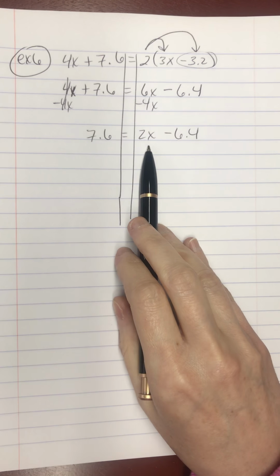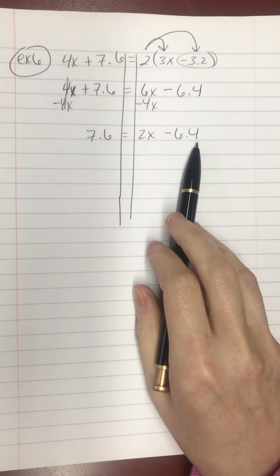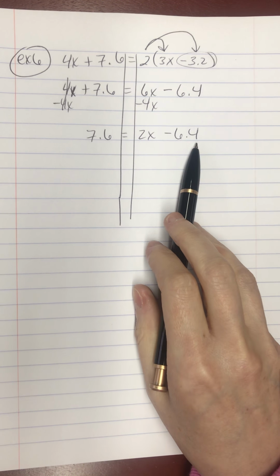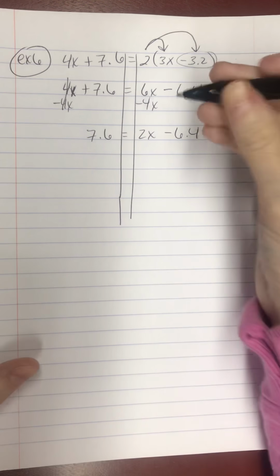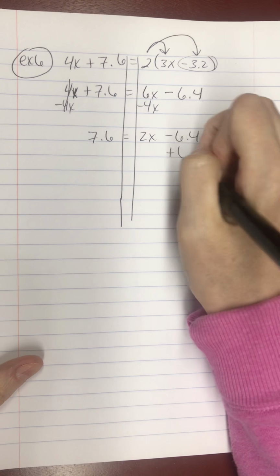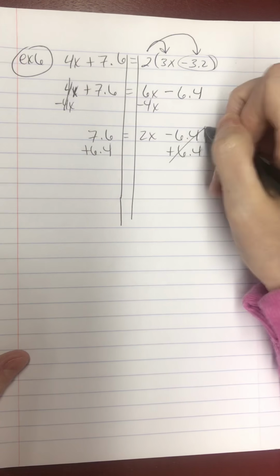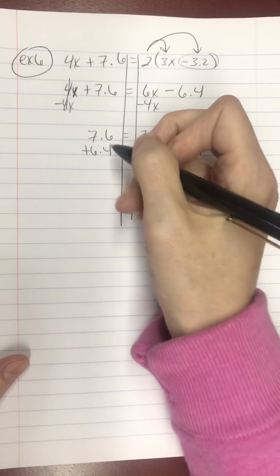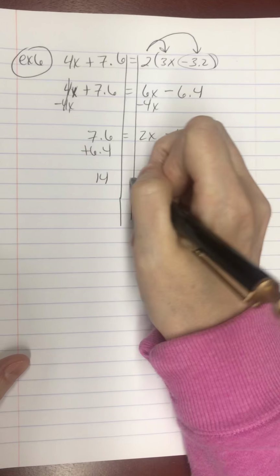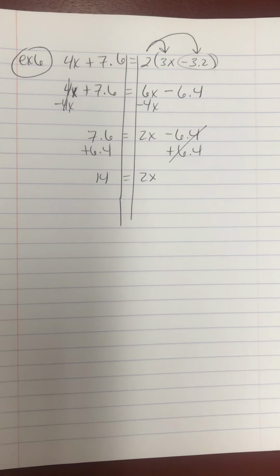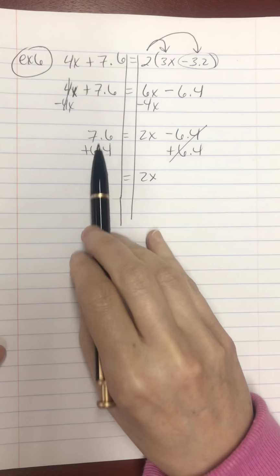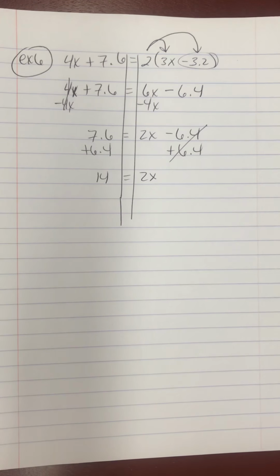So here we want to get rid of the minus 6.4. And so, of course, we want to get rid of the thing furthest away from the x first. So we're going to go ahead and add 6.4 to both sides. And so what we're left with over here is 14 equals 2x. Okay, that comes out to a nice 14. 7.6 plus 6.4 is 14.